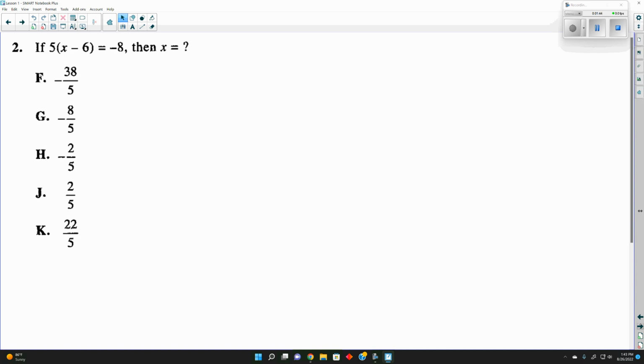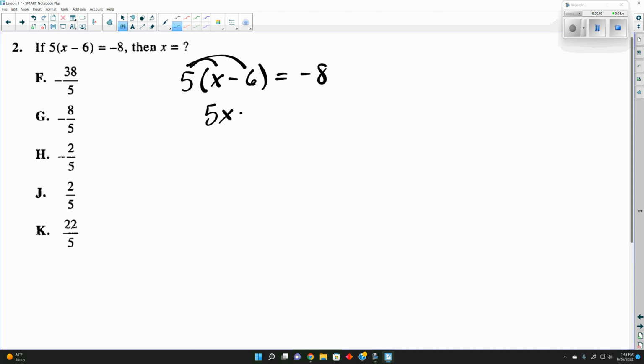So when we look at this here, the first thing we'll need to do is what? We need to distribute the 5, yes? 5 times x is, equals, what do we need to do next? We need to add 30.